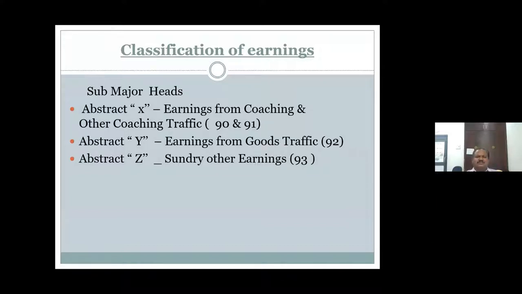Abstract X, earnings from coaching and other coaching traffic. I will tell you what is coaching and what is other coaching traffic. It appears to be the same, coaching and other coaching, but there is a lot of difference. And also abstract Y, earnings from goods traffic. And also abstract Z, that is sundry and other earnings. Most of the questions regarding traffic will lie in classifying the earnings under coaching, other coaching, earnings from goods and sundry earnings. So a lot of objective questions will be there: classify them to which head this pertains.